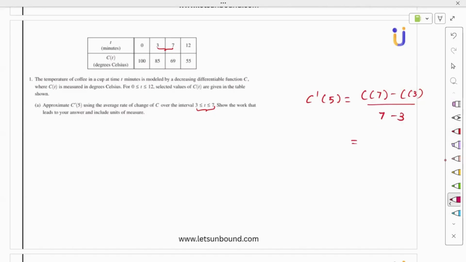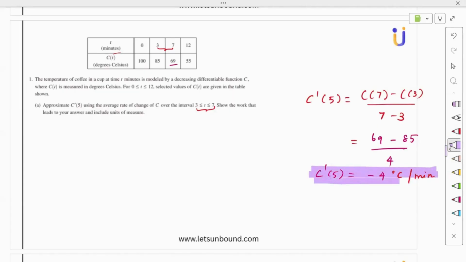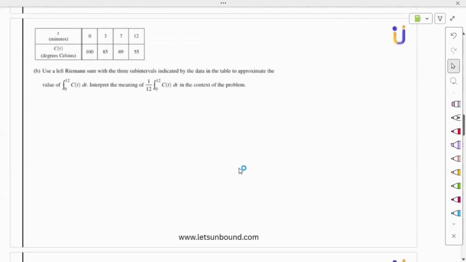So what is C of 7 from the table? 69 minus C of 3, which is 85, divided by 7 minus 3, which is 4. Subtracting and dividing using the calculator, you get negative 4. The numerator is degrees Celsius and the denominator is time measured in minutes, so the unit is degrees Celsius per minute. That's simple. This is the approximation of C prime of 5 using the table values. Very simple. Let's move to the next.